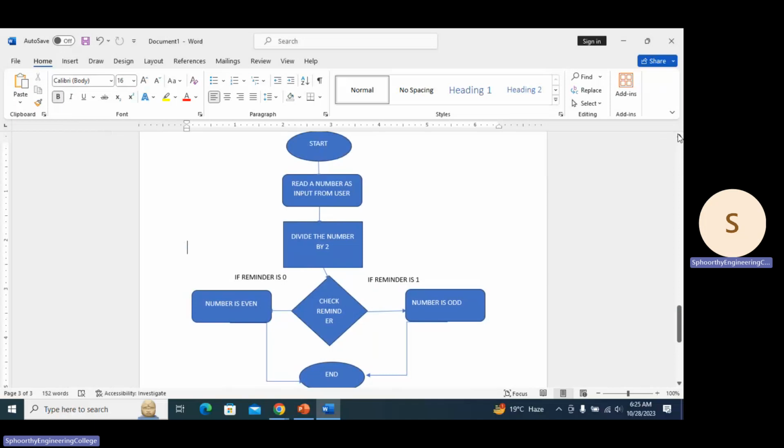But as I told you, much before that, you should have the solution to the problem. So problem solving skill, problem solving ability is the most important aspect. However, what is an algorithm and what is a flowchart, what are the symbols used in a flowchart, that we have discussed, and I hope it's clear to you.